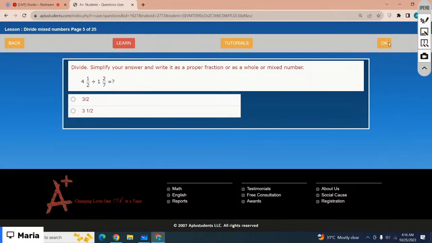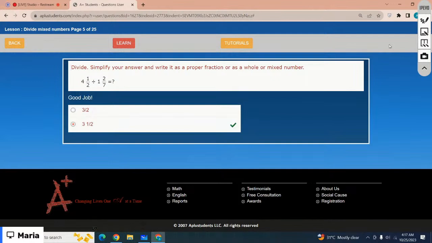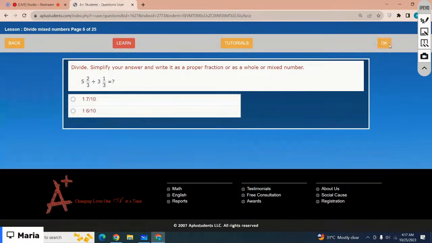That would be 3 whole 1 over 2. The correct option is 3 whole 1 over 2. Okay, the next one is you have to divide 5 whole 2 by 3 divided by 3 whole 1 over 3. So which is the correct option?